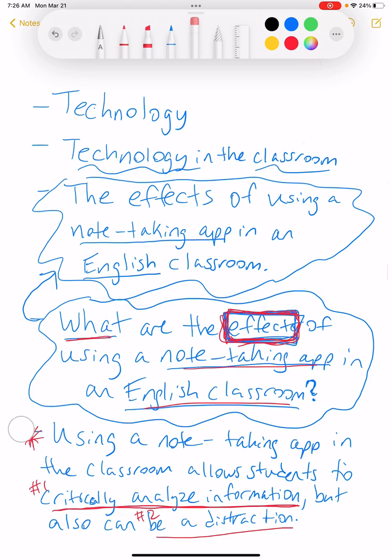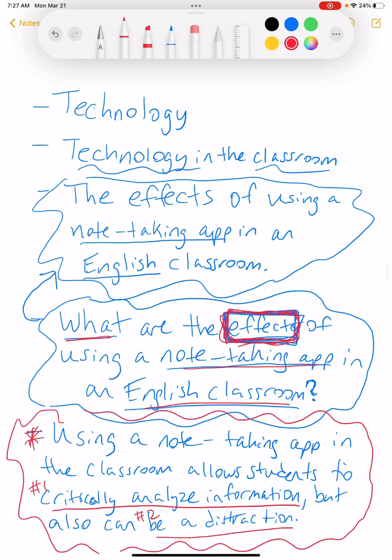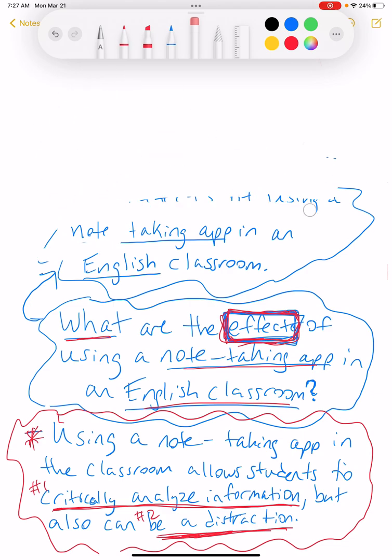But this could be my entire essay topic right here, because it's focusing on 2 different perspectives that my entire essay would find sources for. So I'd find sources that prove viewpoint 1, that students can critically analyze information with that note-taking app, and that it can also be a distraction, so that'd be my viewpoint 2. So that's one way to narrow a topic, depending on what your topic is and what your thesis statement is as well.